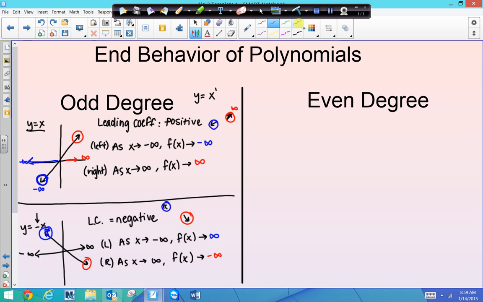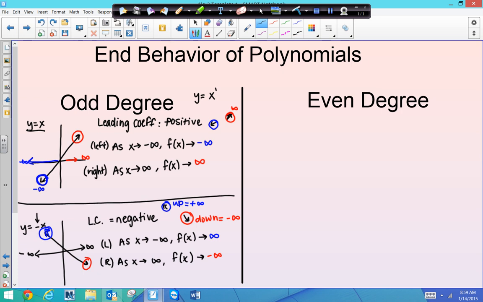So up is positive infinity, down is negative infinity. And that's the only kinds of end behavior you can have for odd degree functions.